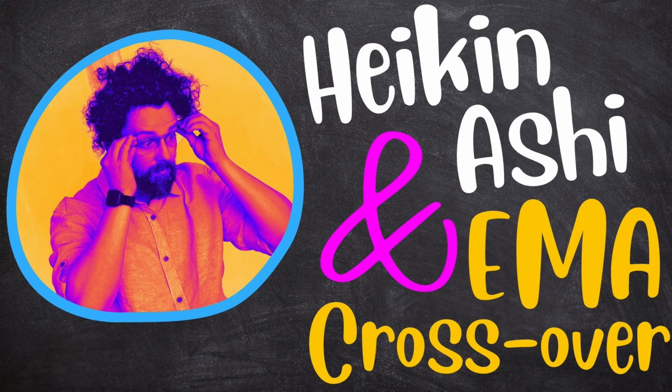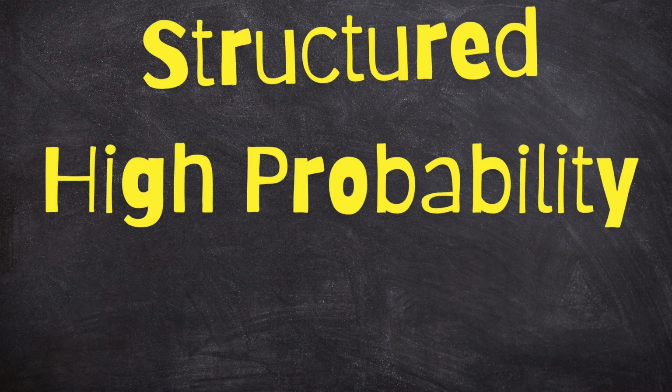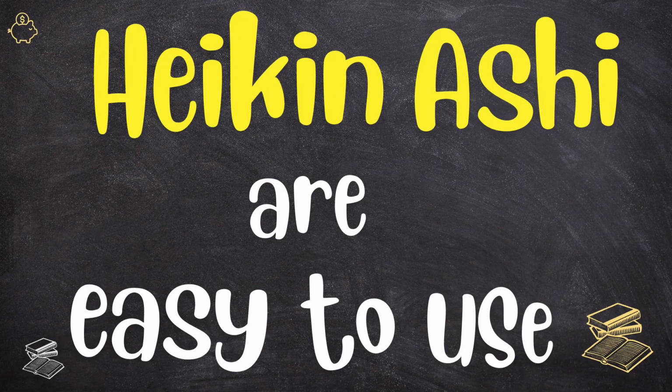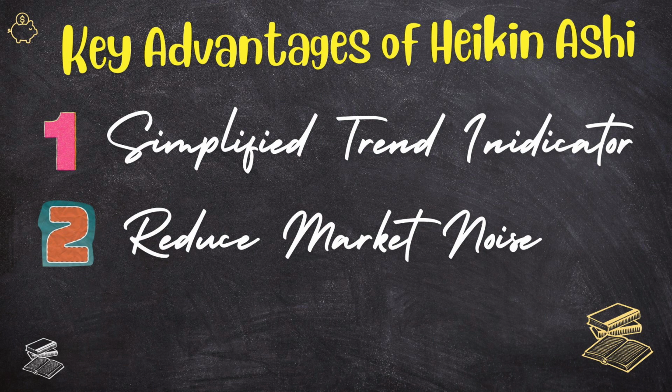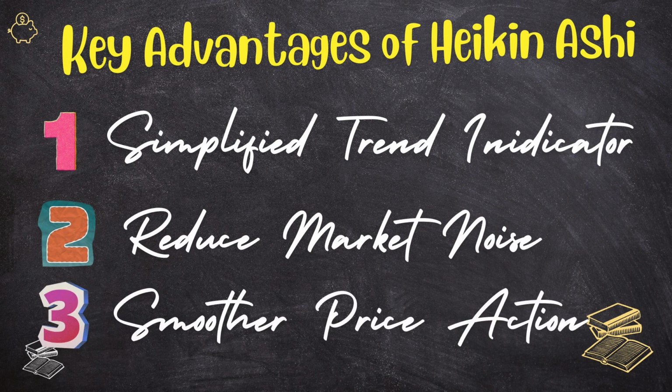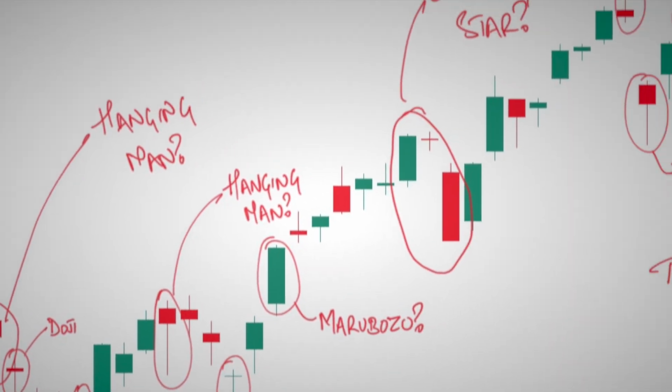In this video, I will take you through a refined step-by-step strategy using Heikin Ashi candles with EMA Crossover to create a structured, high-probability trading setup. Heikin Ashi candles are simple trend indicators that simplify market noise by providing smoother price action. Unlike other candles, they do not require the knowledge of various candle patterns.